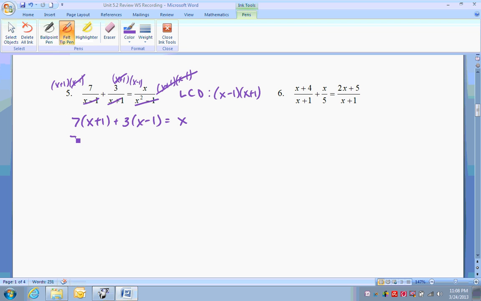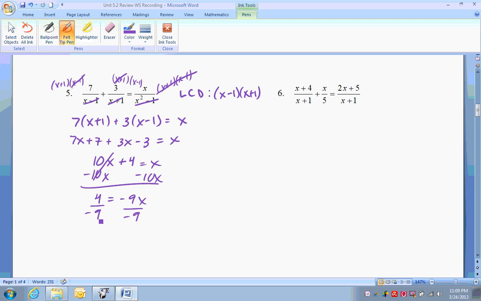I'm going to go ahead and distribute, and I'm left with 7x plus 7 plus 3x minus 3 equals x. Combine like terms, and you're left with 10x plus 4 equals x. Then I'm going to get all my x's on one side, so I'm going to subtract 10x from both sides. And you get 4 equals negative 9x. Well, then I divide by negative 9, and x equals negative 4 divided by 9.